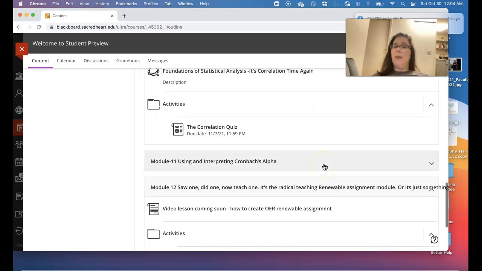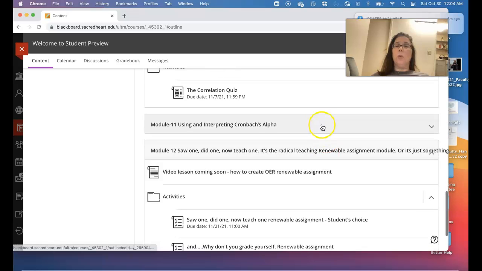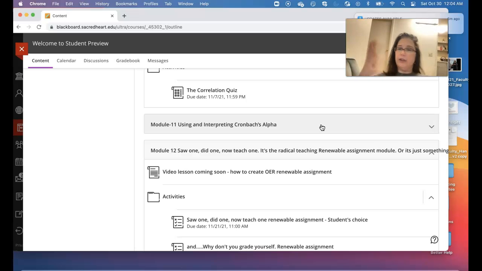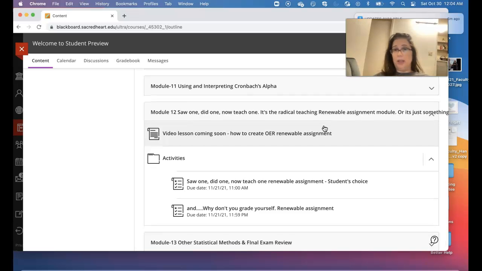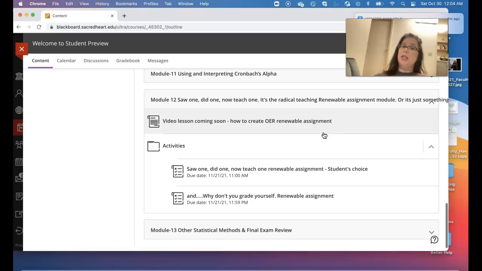And then after that, we have a Cronbach's Alpha lesson next week. That is a little bit different. It's not a bivariate test, but it is something useful to know to understand how to interpret different scales that we use. That is an important test to understand, but not a bivariate test, just something that it's good to be familiar with. And then we're going to go into the renewable assignment module.